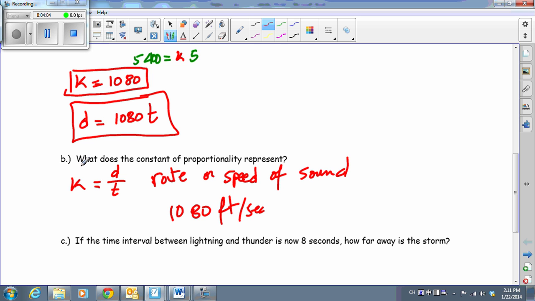Here I didn't put the unit, but since I'm making it similar to the rate, I will call it feet per second. If you don't remember this, you should probably remember that the distance is equal to the rate times the time.